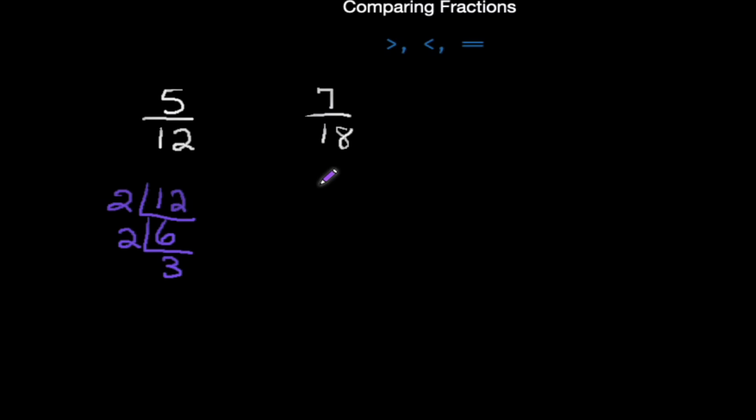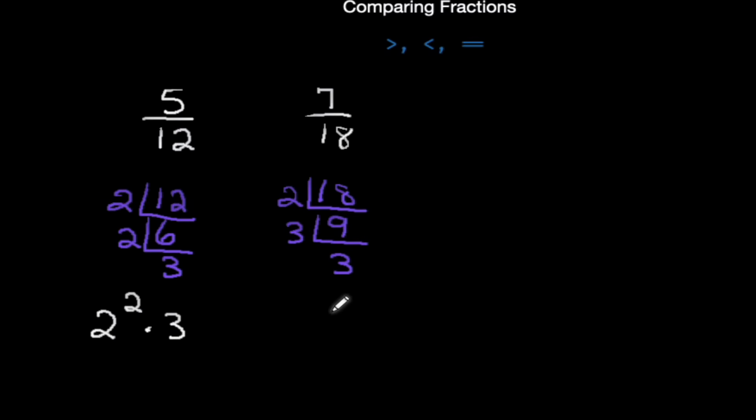And then for 18, we'll start with 2. So 18 divided by 2 is 9. And then 9 divided by 3 is 3. Okay, so the next thing to do is rewrite the prime factors or prime numbers in exponential notation, or in exponential form. So we have 2 squared times 3. All right, and then we have 2 times 3 squared.